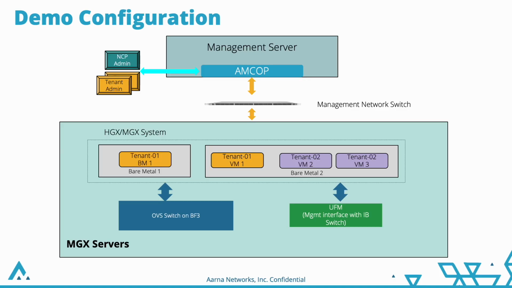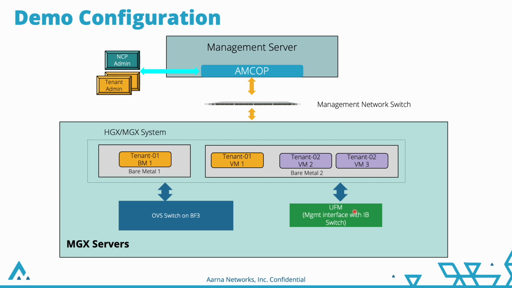This slide shows the demo setup where we have AMCOP installed on a management server, and AMCOP is managing the MGX or the HGX systems. Here in this case we have MGX servers. These are connected via the management network switch. AMCOP is managing the bare metals, the CPU, the GPU aspects of it. It is also configuring the networks, both Ethernet and the InfiniBand. For Ethernet, we are integrating with an OS switch on the Bluefield 3 chip, and for the InfiniBand, we are integrating with the NVIDIA Unified Fabric Manager.